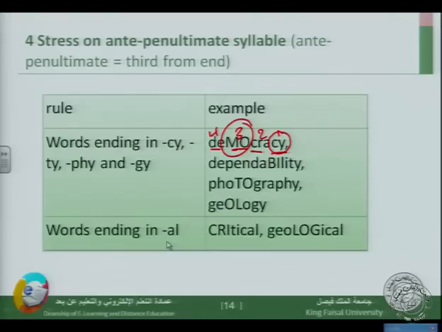Of course, these are words ending in C. Notice these rules are very precise. Dependability. Notice the T. Dependability. Okay, one, two, three. Photography: one, two, three. Geology. Words ending in L: critical, one, two, three. Geological, and so on.